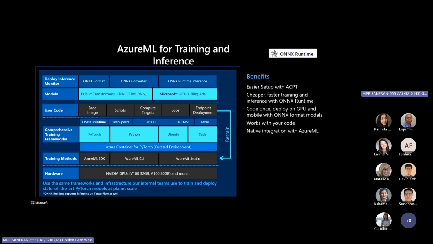So the benefits of using AzureML are that it is very easy to set up with the ACPT. It gives cheaper, faster training, and inference with ONNX Runtime is much faster. So you don't have to worry about your environment setup. You can deploy on GPU and mobile with ONNX format models. It works with your code, whatever code you want to bring, you can add and modify it. And it works with the AzureML Studio here.